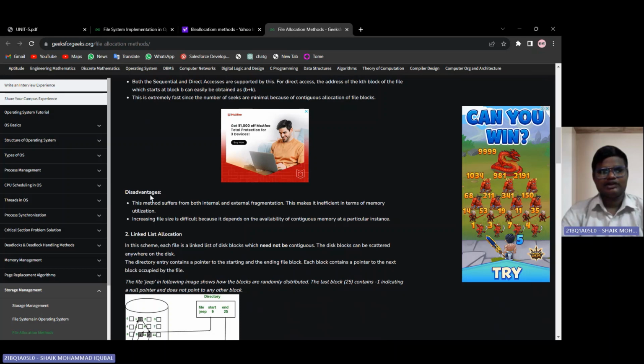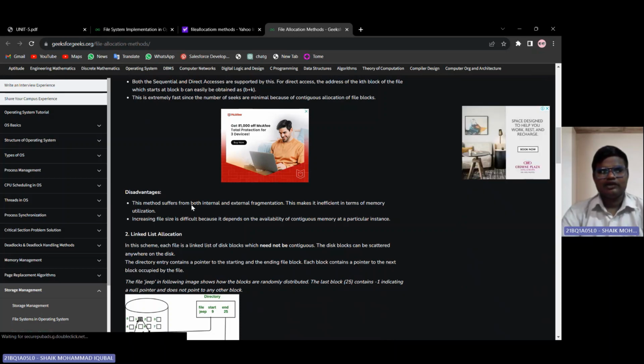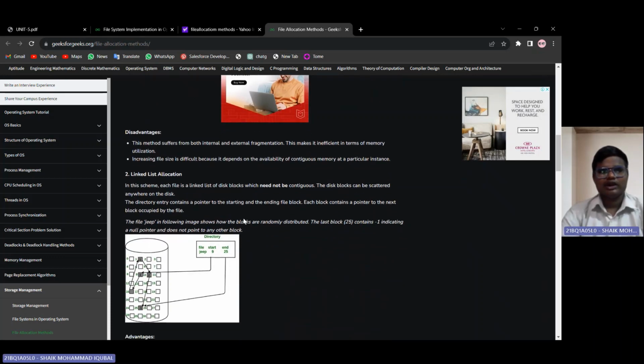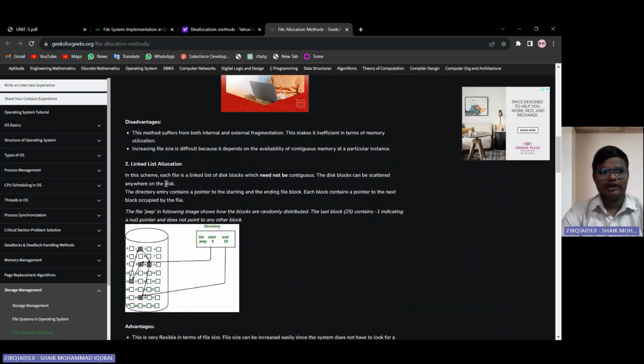Linked file list allocation. In this scheme, each file is a linked list of disk blocks which need not be contiguous. The disk blocks can be scattered anywhere on the disk. The directory entry contains a pointer to the starting and the ending file block. Each block contains a pointer to the next block occupied by the file. The file zip in the following image shows how the blocks are randomly distributed. The last block 25 contains -1, indicating a null pointer, and does not point to any other block.